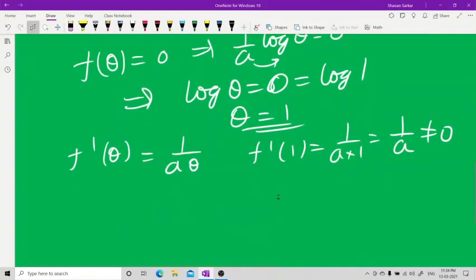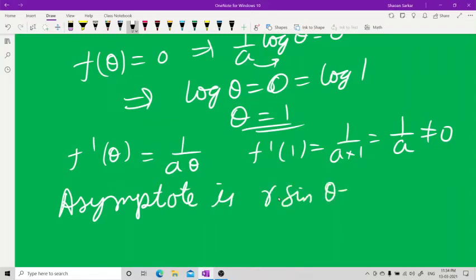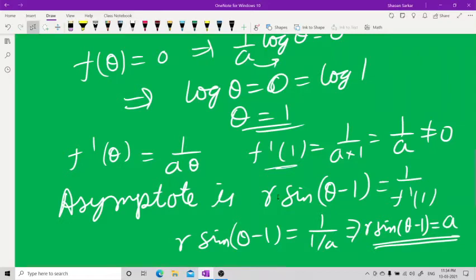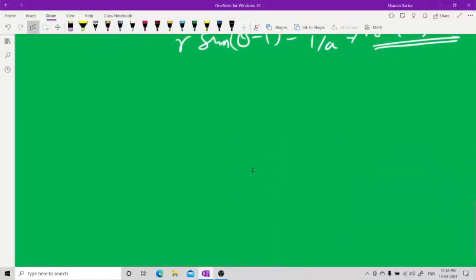Now therefore the asymptote is r sin(theta minus 1) is equal to 1 upon f dash 1. So what is f dash 1? 1 upon a. Therefore r sin(theta minus 1) is 1 upon 1 by a, which is nothing but r sin(theta minus 1) is equal to a. This is the asymptote. Let us do 3 more questions. We will get the idea.